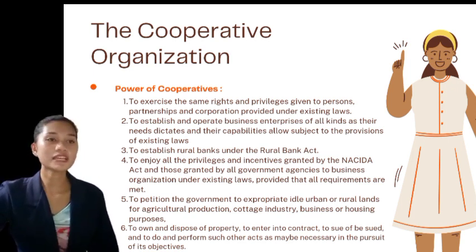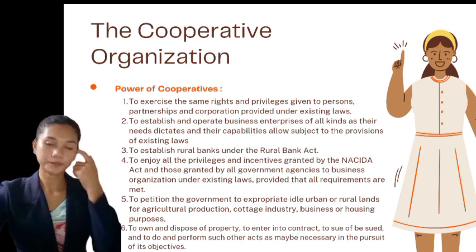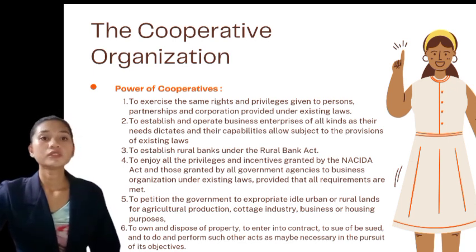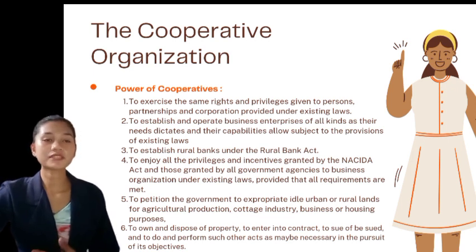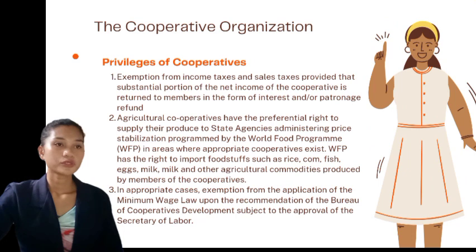So the last is to own and dispose of property, to enter into contract, to sue, and to do and perform such other acts as may be necessary in the pursuit of its objectives. And let's move on to the privilege of cooperatives.